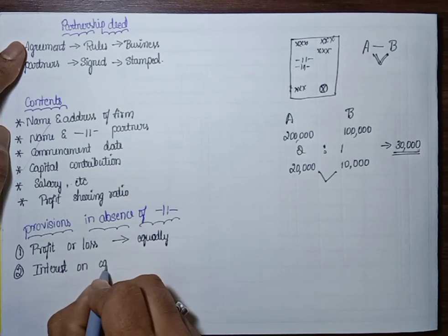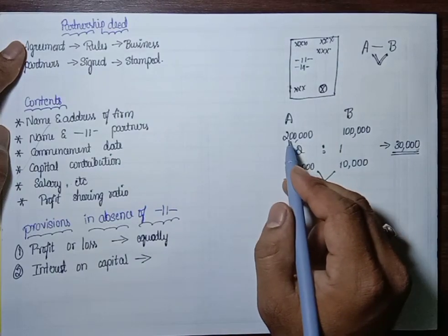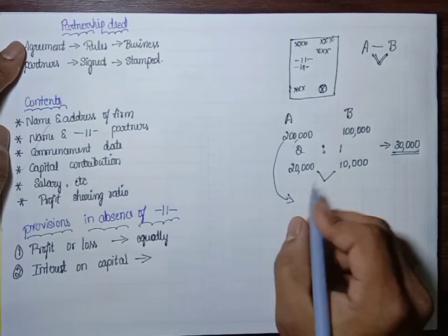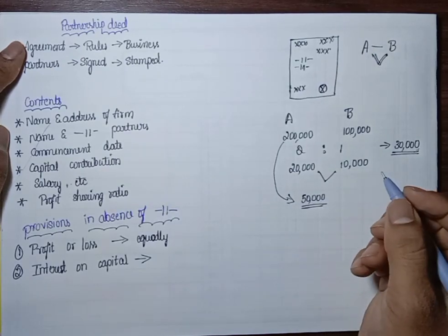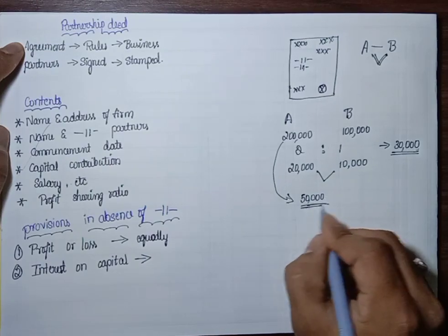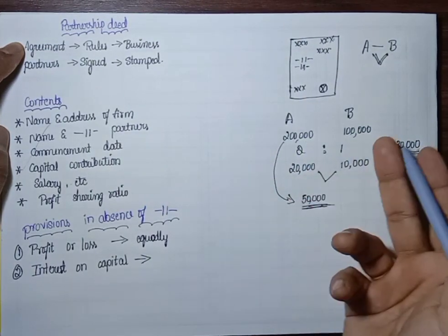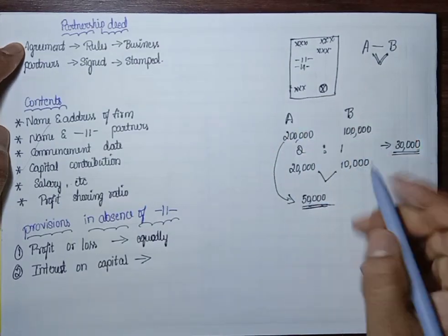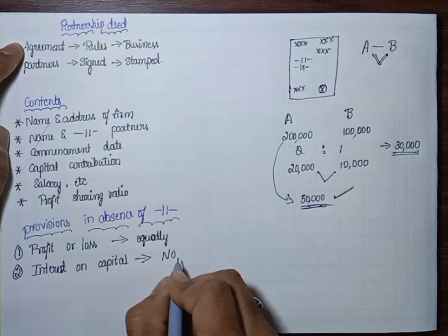Interest on capital. For example, A has already invested 2 lakh rupees. Now he is introducing 50,000 rupees of additional capital. If you are having good profits, the business will give interest on this capital. So when you have a partnership deed, partners will get interest on their capital. But if you don't have a partnership deed, no interest will be paid on the capital.